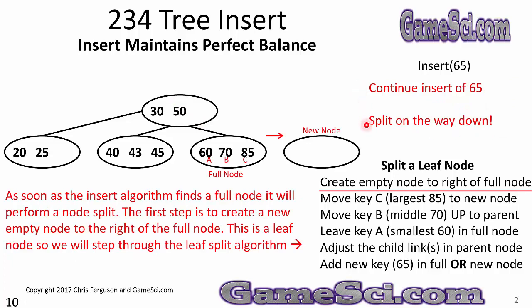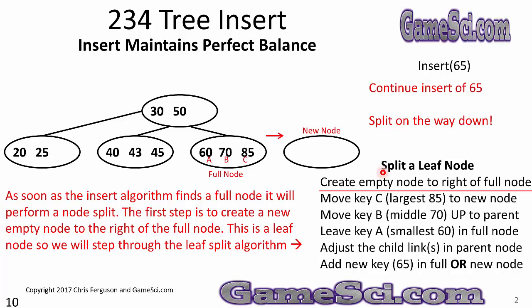Split on the way down. What are we doing here? As soon as the insert algorithm finds a full node, it will perform a node split. The first step is to create a new empty node to the right of the full node. This is a leaf node, so we'll step through the leaf split algorithm.